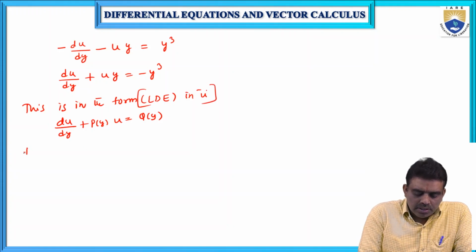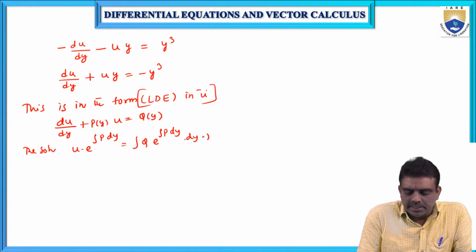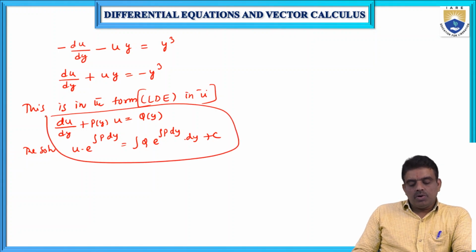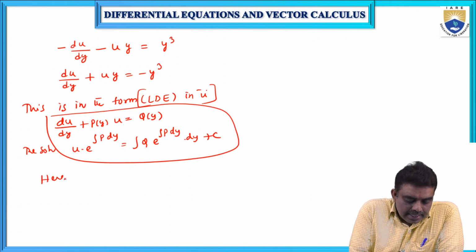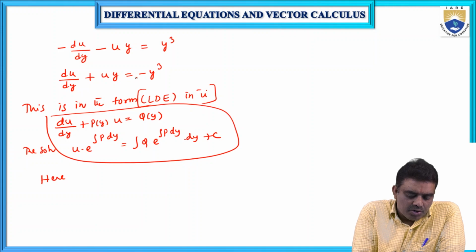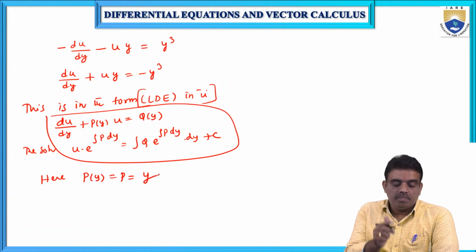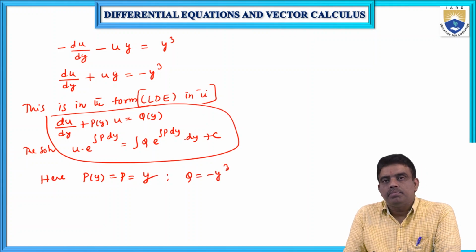So what is the solution? The solution is in the form u into e power integral p dy is equal to integral q into e power integral p dy plus c. This is the solution of this equation. So now to find the solution, what is p, what is q? First you have to write here. It is in the form du by dy plus p of y into u is equal to q. What is here? P of y or p is equal to, what is p? The value is y. P is y. And what is q? Q is equal to minus y cube.